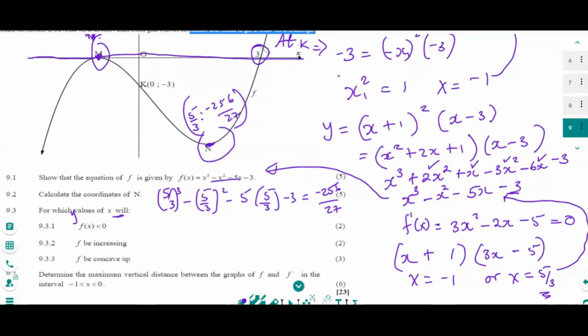At exactly 3, the graph is equal to 0. At exactly negative 1, the graph is equal to 0. So we could say that x can be less than negative 1, and then negative 1 should be less than x and less than this point of intercept, which is at 3. So below negative 1, the graph is less.